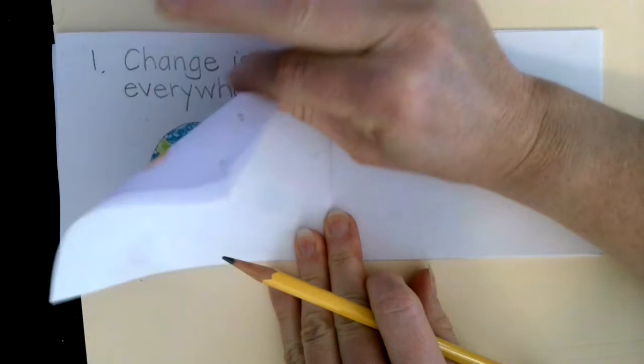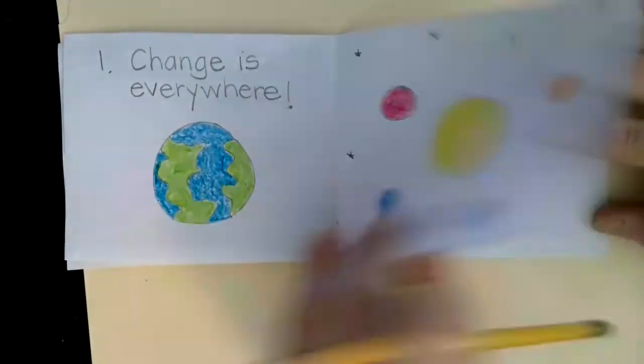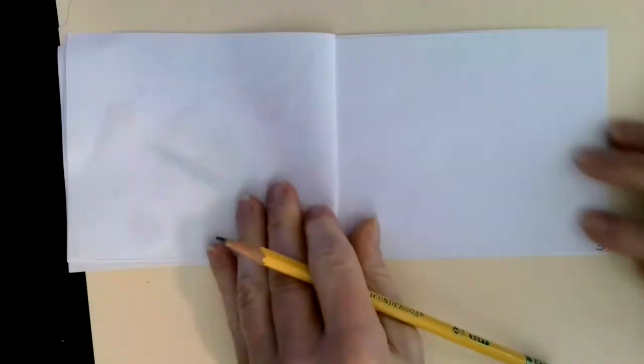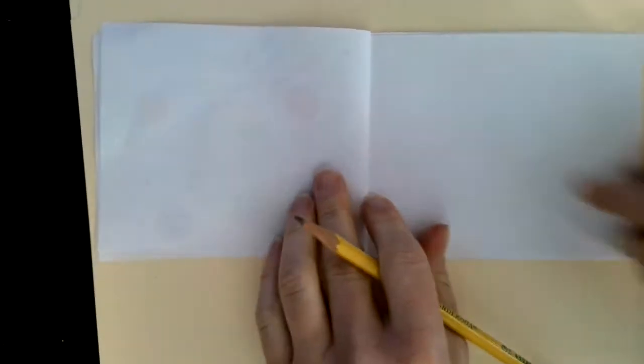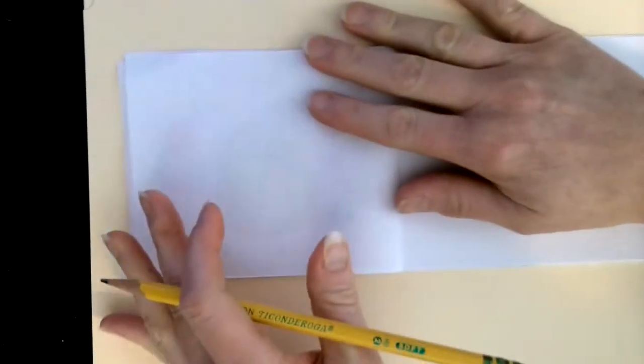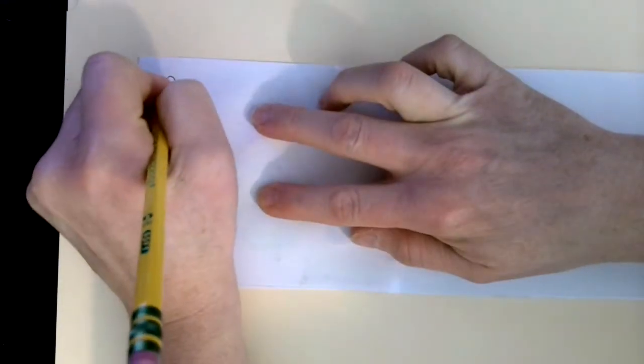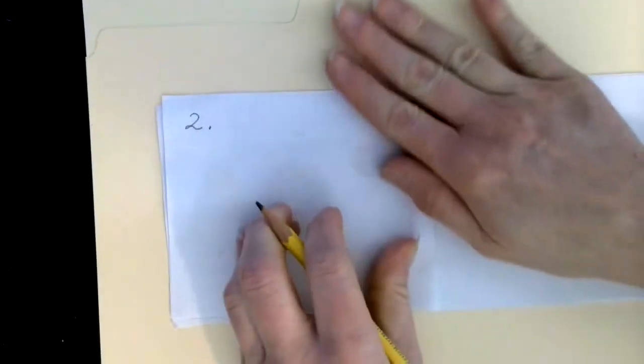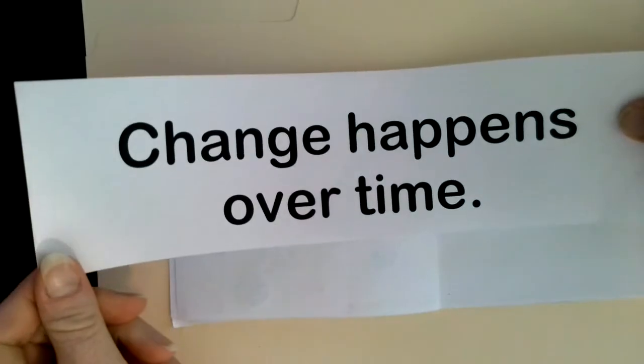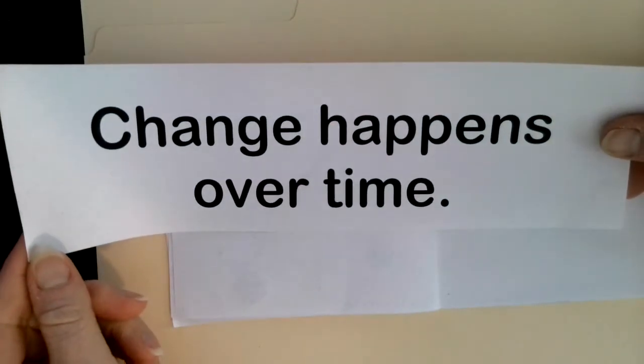And make sure you only turn one page. And I'm just going to put, if this was 2, I'm going to put just a teeny tiny little 3 down here in the corner. And we're ready to move on to our second generalization. Okay, so let's see if you remember what that one is. And the second generalization was change happens over time.